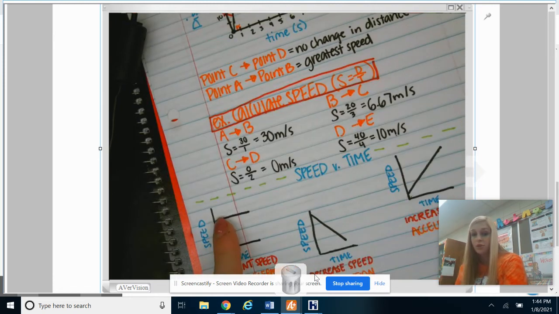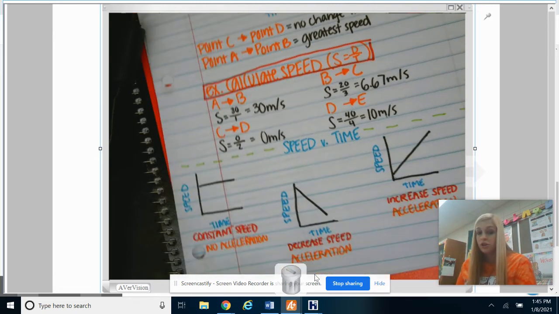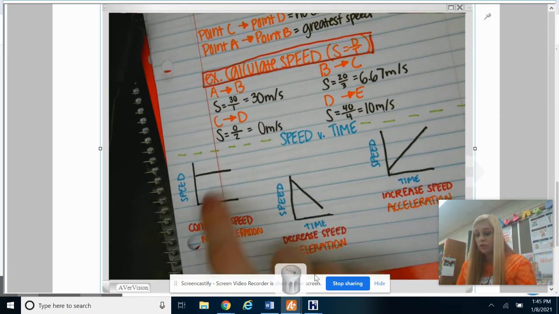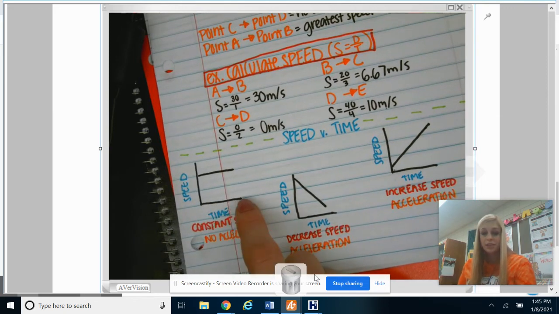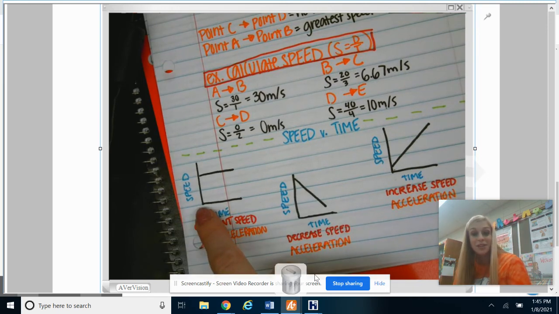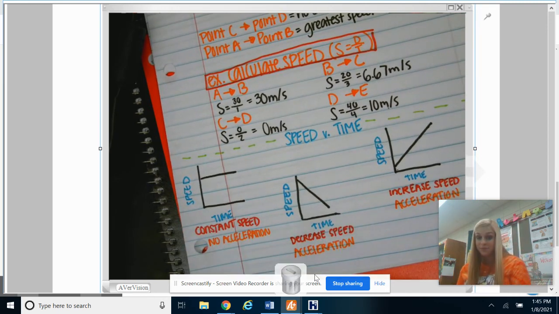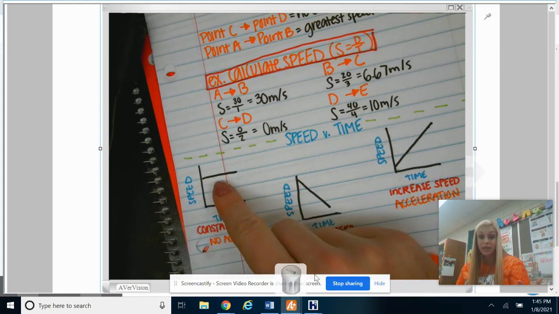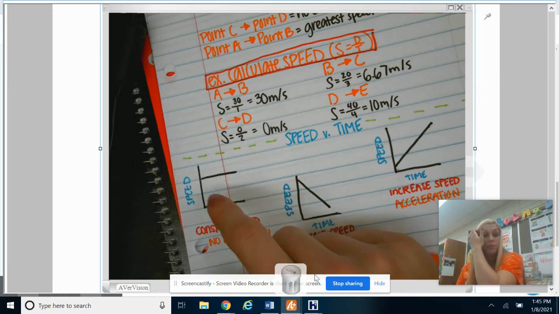If this line is horizontal like this, you're traveling at a constant speed. That speed is not changing. What if this graph showed a horizontal line down here at the 0? Well, then your speed would be 0 for the whole time, so you're not moving. But since the speed is way up here, we know that it is going a certain speed. It's not changing, it's staying at that speed, but it is moving.